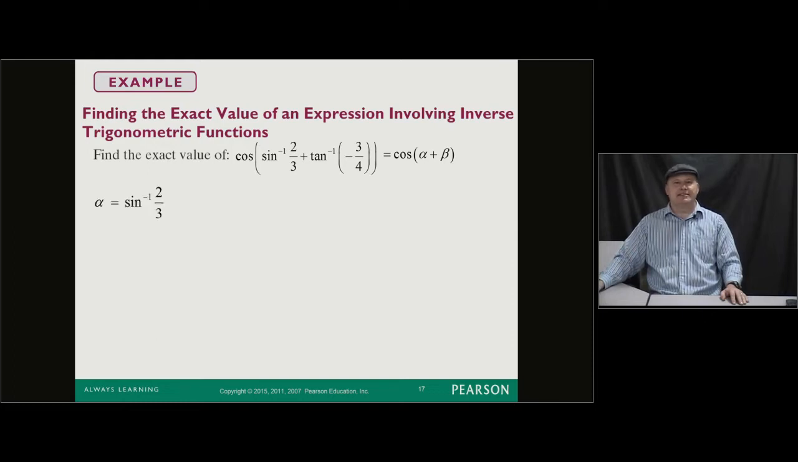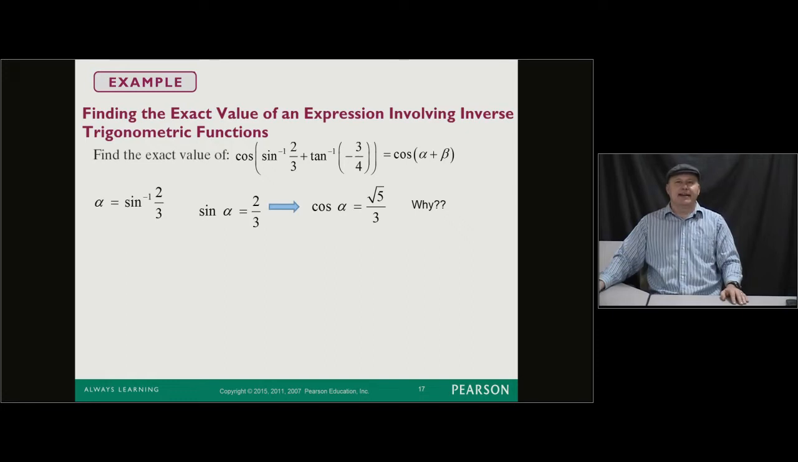So alpha is the sine inverse of 2/3. So that means the sine of alpha is 2/3. Alrighty? And so what that means is cosine of alpha is square root of 5 divided by 3. Now, why is that true? Well, by the Pythagorean identity, sine squared plus cosine squared equals 1, the cosine of alpha would be the square root of 5 over 3.